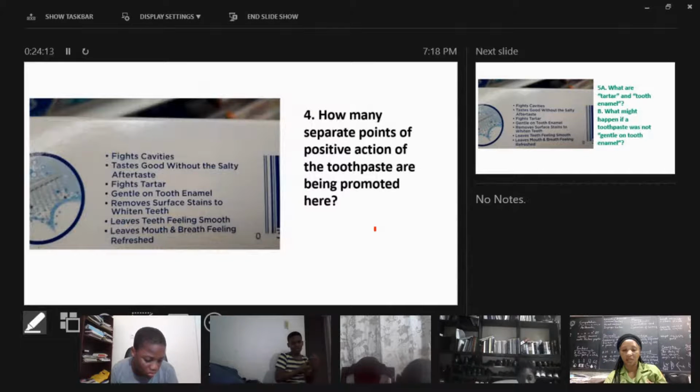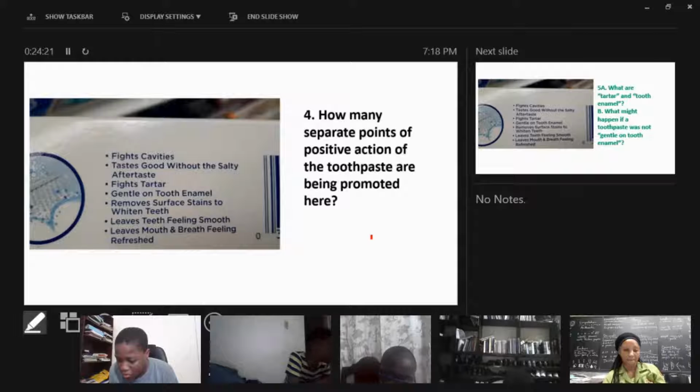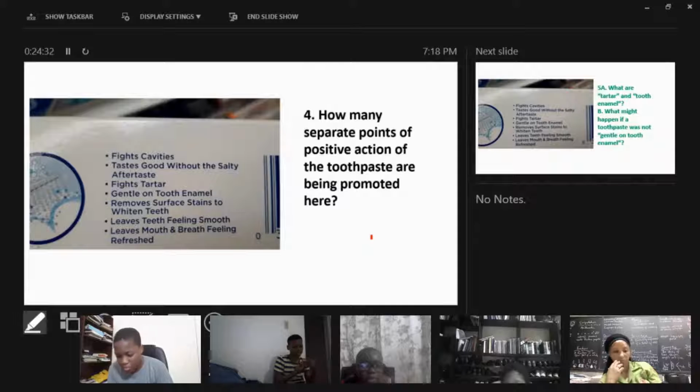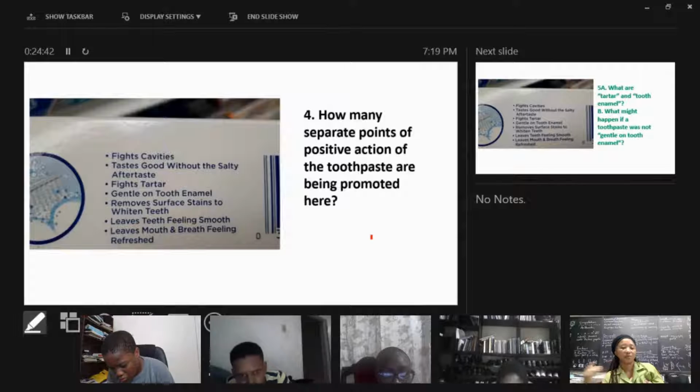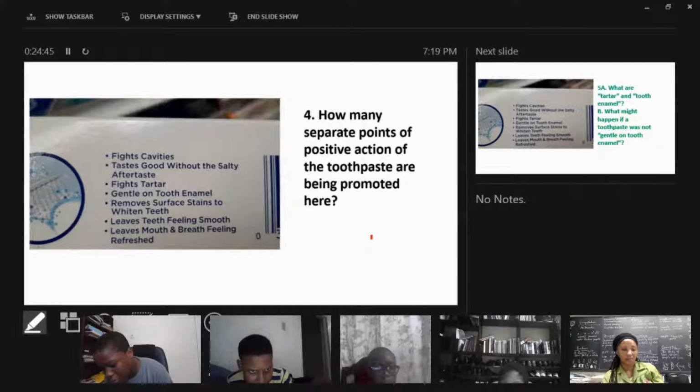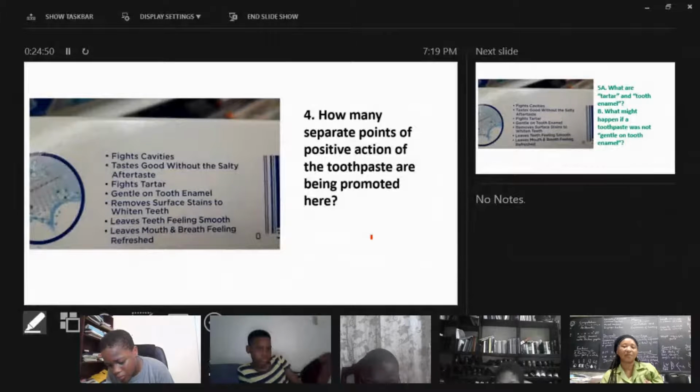All right. And John, this is your question too, but I want you to read the information on the box twice as well. Okay, number 4. How many separate points of positive action of the toothpaste are being promoted here? Fight cavities. Taste good without the salty aftertaste. Fight tartar. Gentle on tooth enamel. Remove surface stains to whiten teeth. Leaves teeth feeling smooth. Leaves mouth and breath feeling refreshed.